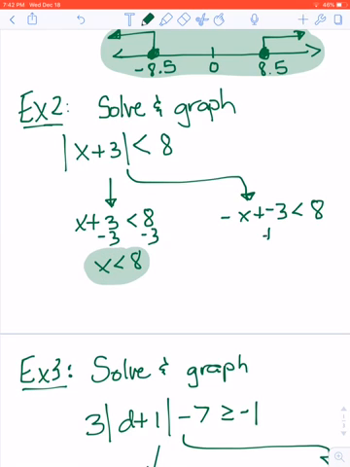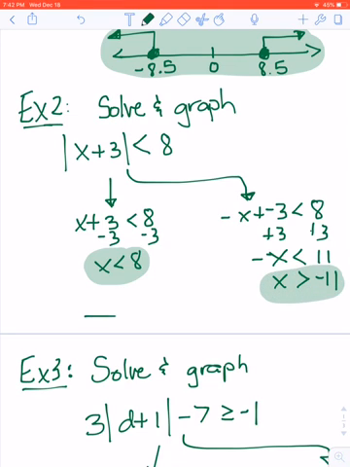On my right side, this time I need to add 3 to those sides. So I get 11. But we have a negative x, so we have to change that to a positive x. And again, we do that by flipping both of the symbols on each of the sides. Remember also to change the inequality.